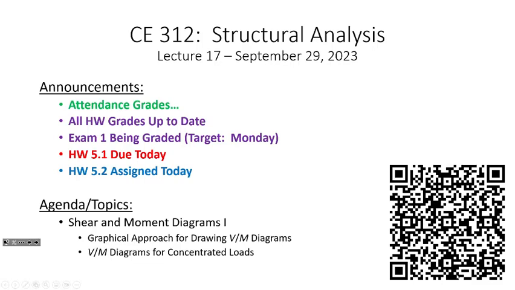Okay, let's get started. We are on lecture 17. We are rocking and rolling. That should be shear and moment diagrams 2, not 1, because we did that last time, so I'm going to change that. That's going to bug me.